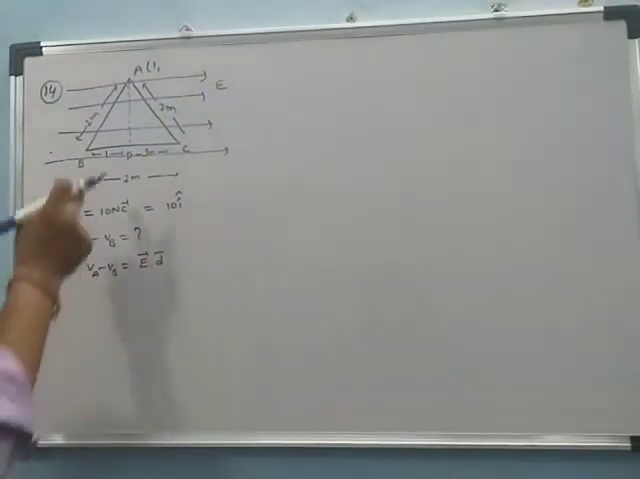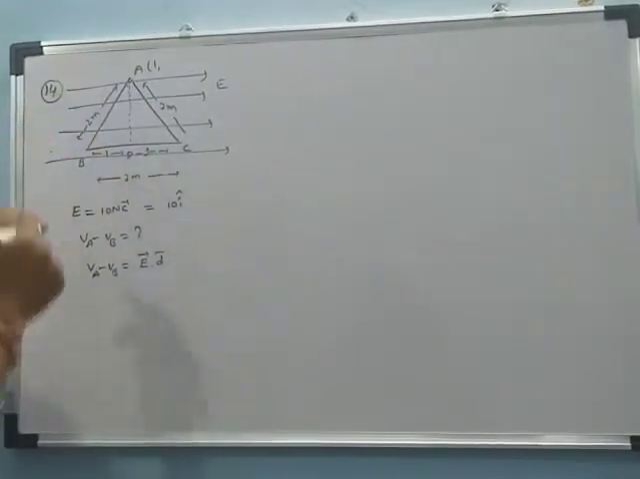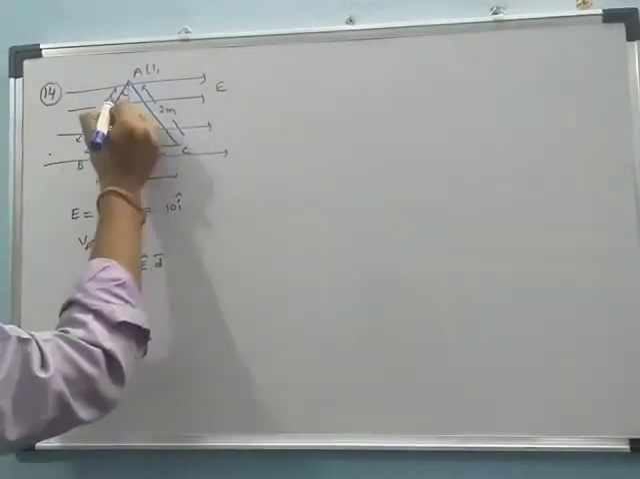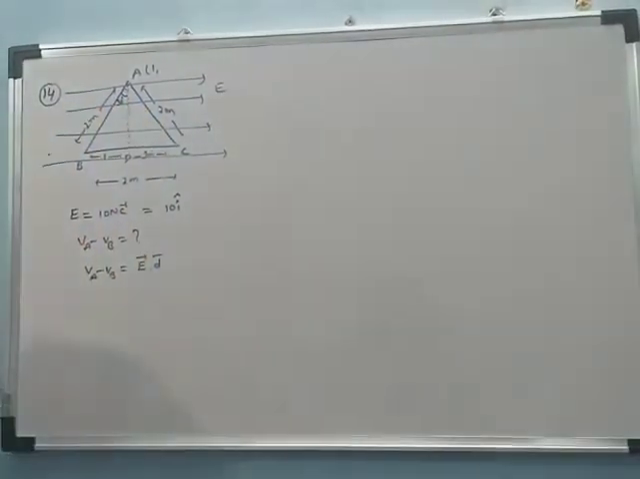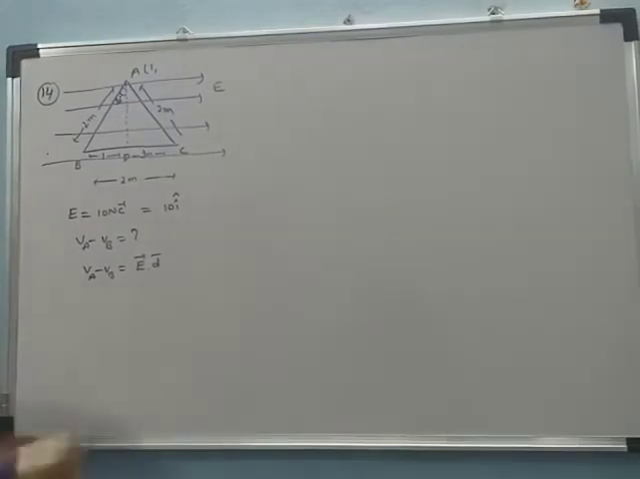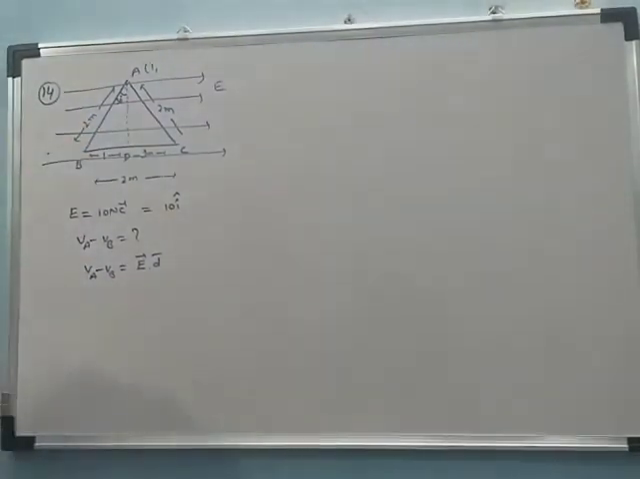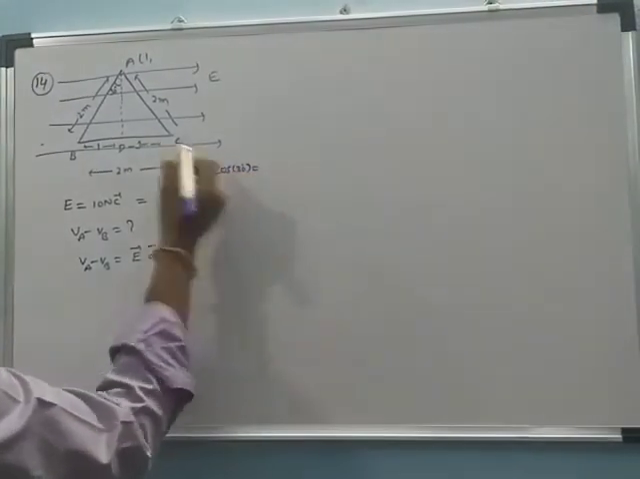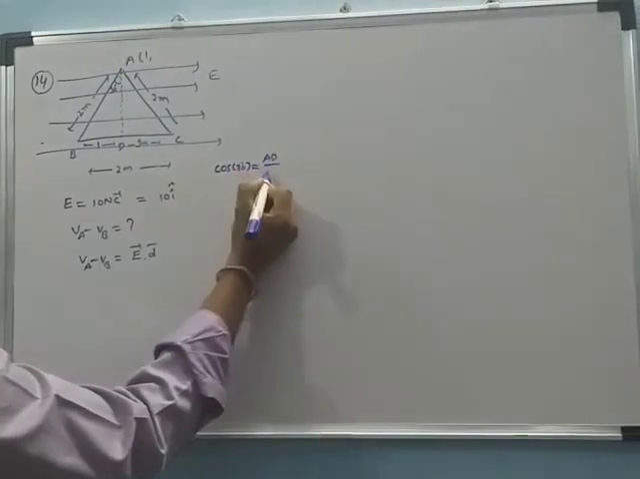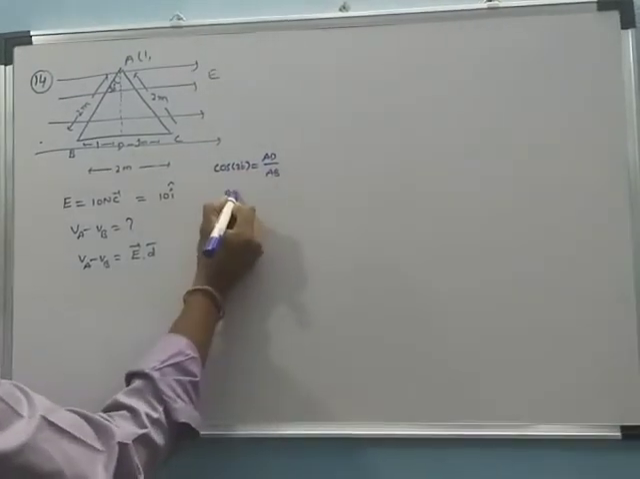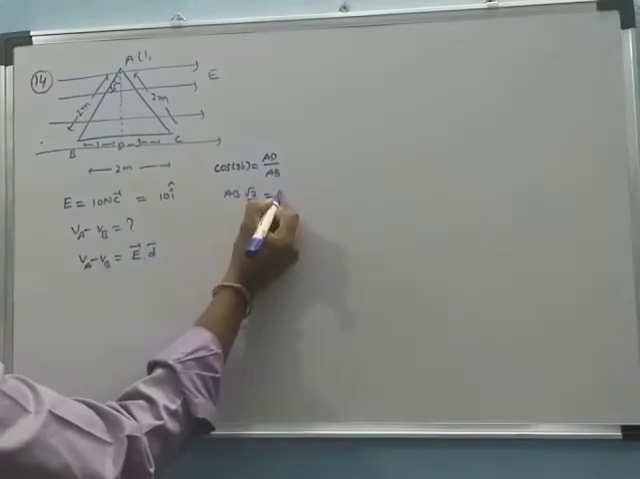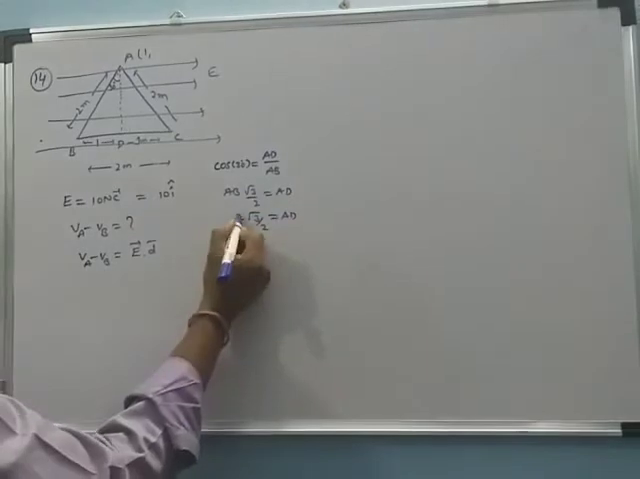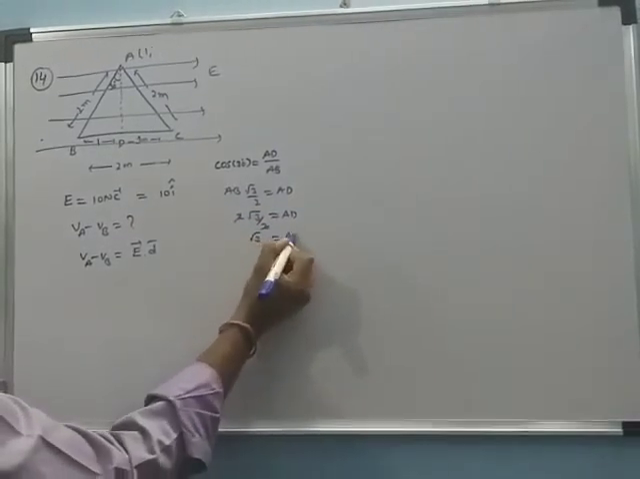Next, find this angle. Since it is an equilateral triangle, each angle is 60 degrees. Now this angle will be 30 degrees. Apply cos theta, which is adjacent side by hypotenuse. Cos 30 is equal to adjacent side AD by hypotenuse AB. Then AB into cos 30, that is root 3 by 2, is equal to AD. Then 2 into root 3 by 2 is equal to AD. That is cancelled, root 3 is equal to AD.